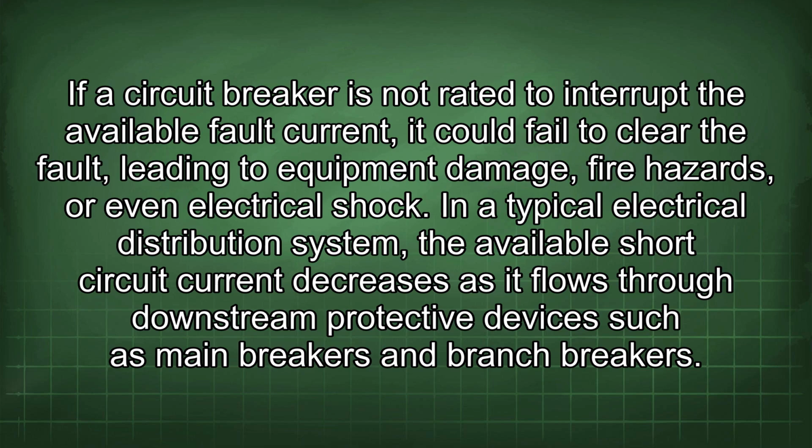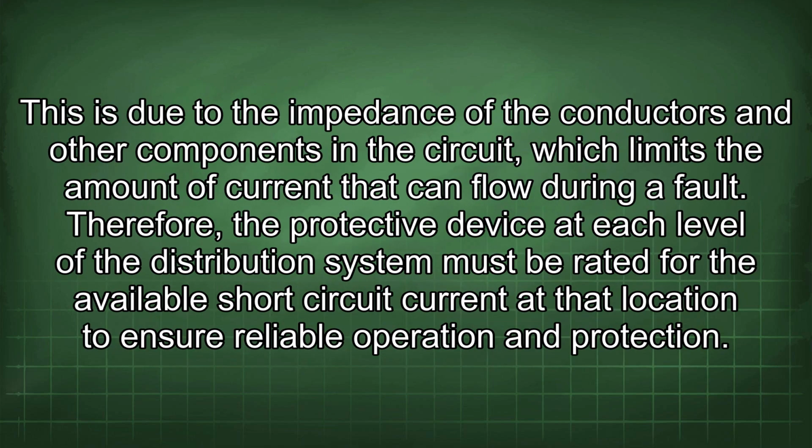In a typical electrical distribution system, the available short-circuit current decreases as it flows through downstream protective devices such as main breakers and branch breakers. This is due to the impedance of the conductors and other components in the circuit, which limits the amount of current that can flow during a fault. Therefore, the protective device at each level of the distribution system must be rated for the available short-circuit current at that location to ensure reliable operation and protection.